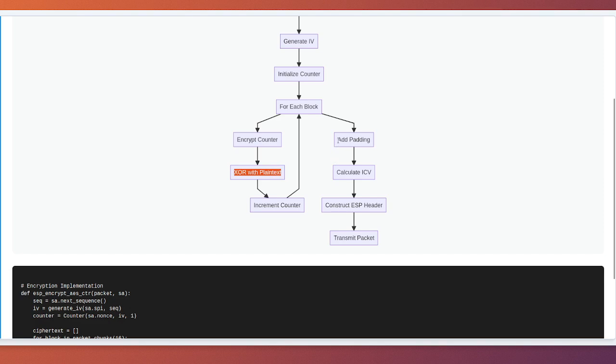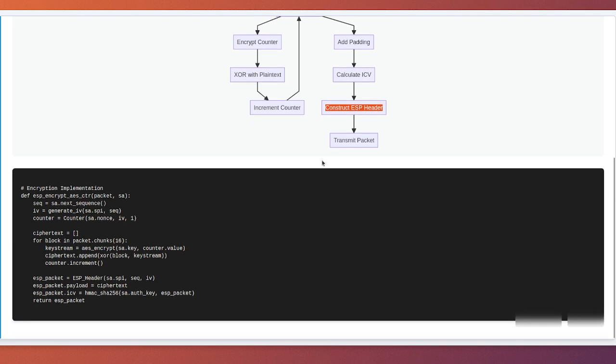After encryption, we add any necessary padding to align with ESP requirements, though CTR mode itself does not require padding for cryptographic purposes. We then append the pad length and next header fields. At this point, we have the complete ESP payload ready for authentication. The authentication step calculates an integrity check value over the ESP header and encrypted payload. It uses the agreed-upon authentication algorithm, for example, HMAC-SHA-256 or AES-GMAC. This ICV is appended to the packet, providing assurance that the packet has not been tampered with in transit.